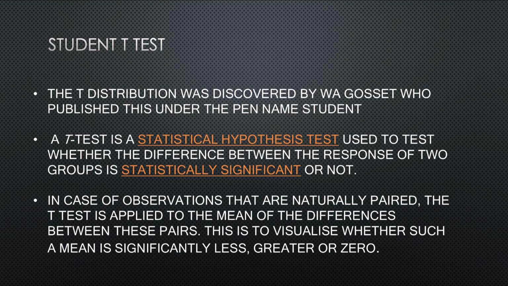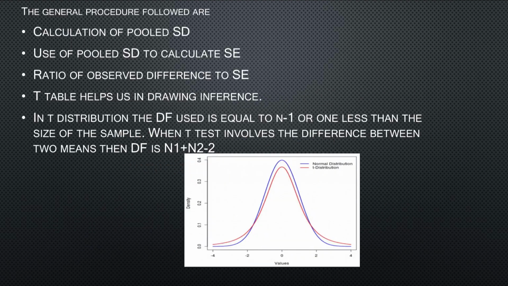This is to visualize whether such a mean is significantly less, greater, or zero. The general procedure followed is calculation of pooled standard deviation, use of pooled SD to calculate standard error, and ratio of observed difference to SE. The t-table helps us in drawing inference.